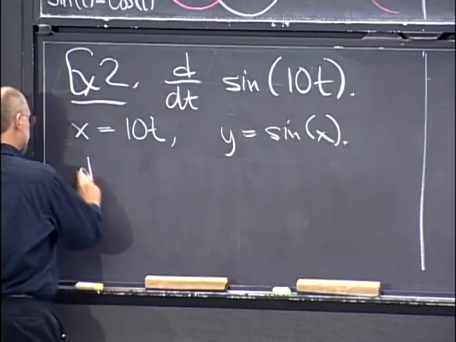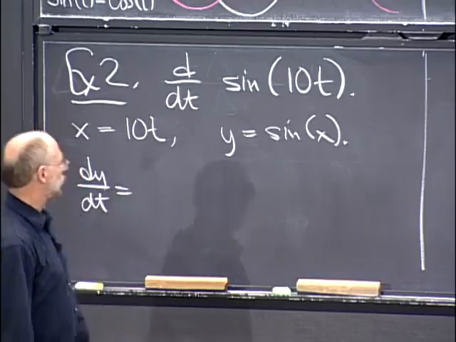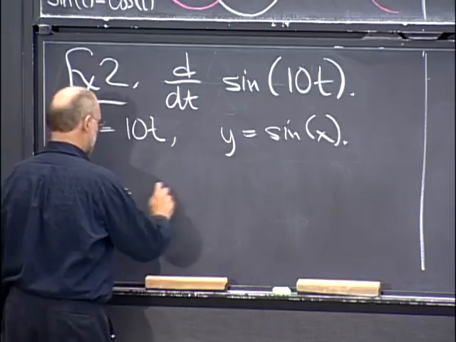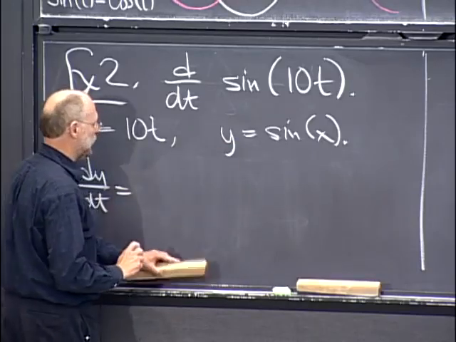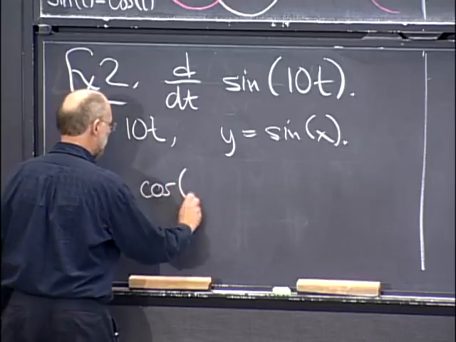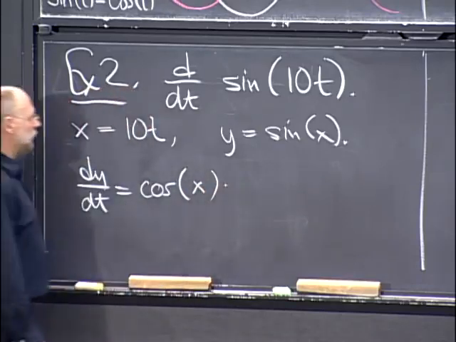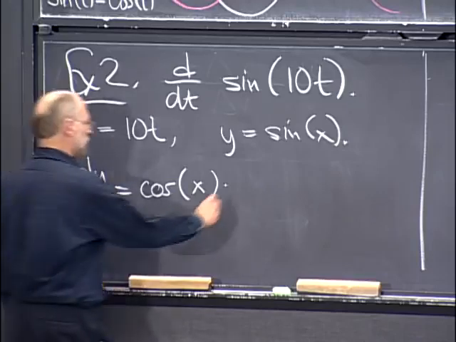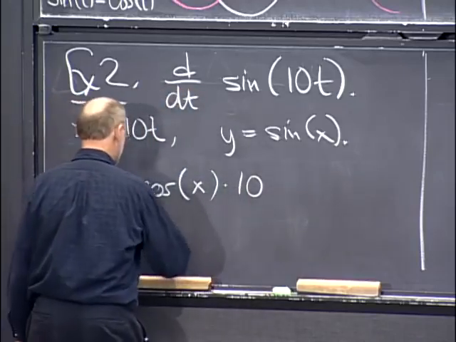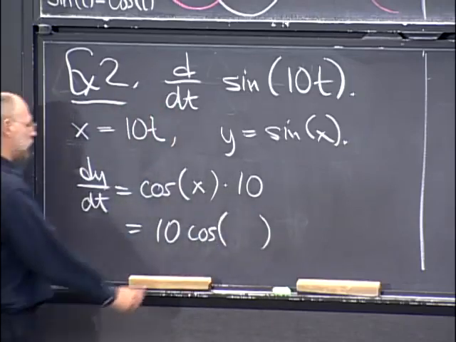So now the chain rule says dy/dt is, okay, let's see. I take the derivative of the outside function, and what's that? Sine prime. We know what sine prime is, so I get cosine of whatever, x, and then times what? Now I differentiate the inside function, which is just 10. So I could write this as 10 cosine of what? 10t. x is 10t.